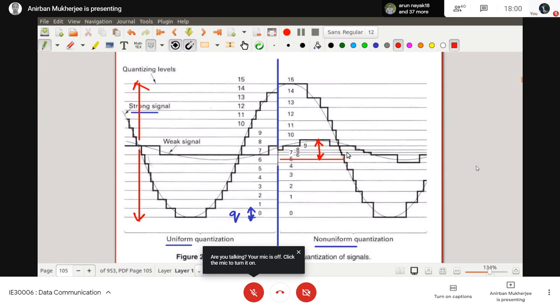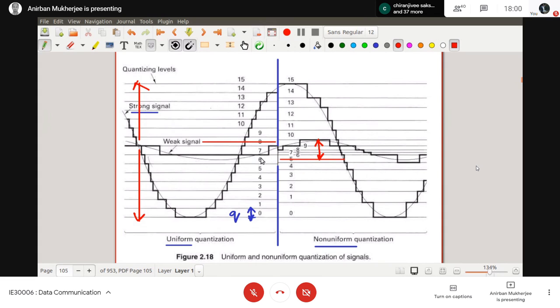In this range, how many levels do I have? In the uniform case, I have maybe only 1, 2 levels. But here, I have 1, 2, 3, 4, 5 levels. So here, as Q is small, Q by 2 is small. That means my quantization error is much less.